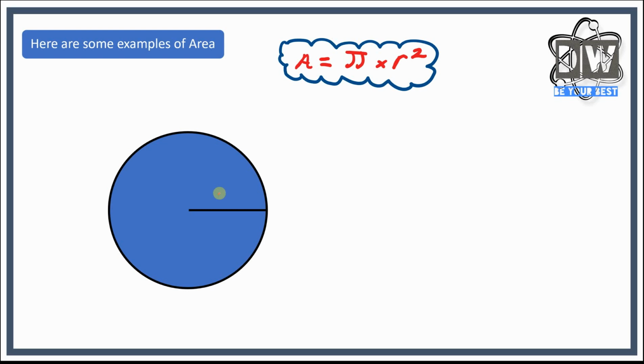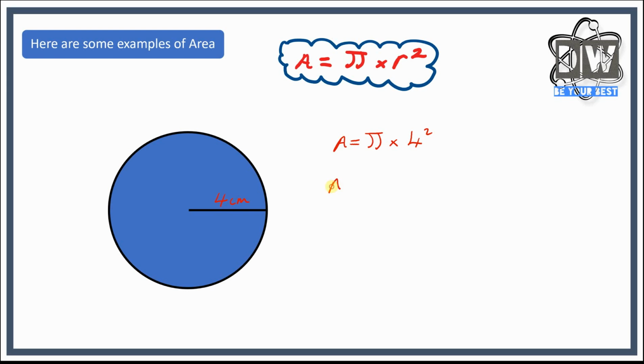I don't know what I'm going to put for the radius here, so this is going to be 4 centimeters. So let's do some working now. We've got area equals pi times 4 squared. R is the radius. The radius is 4.